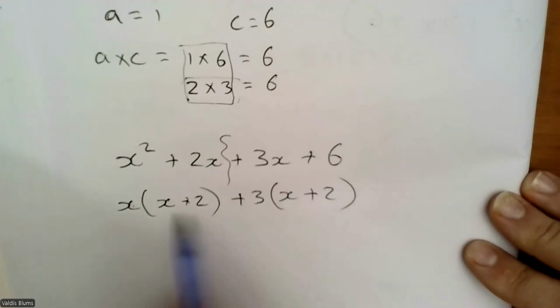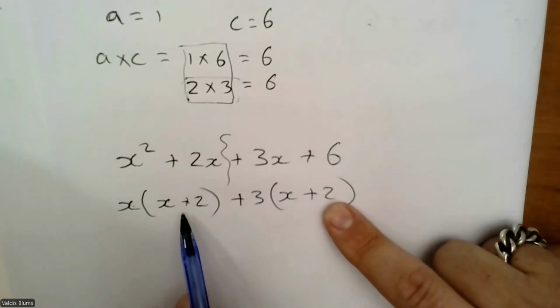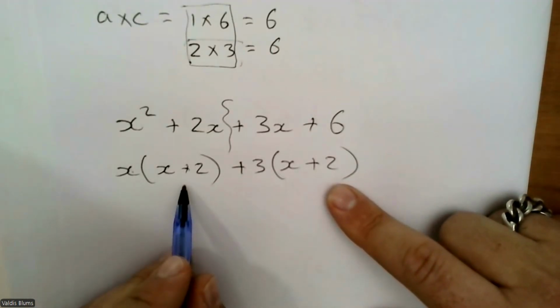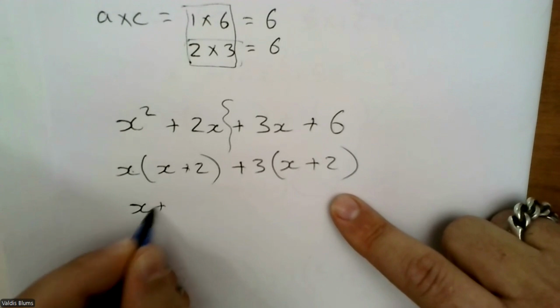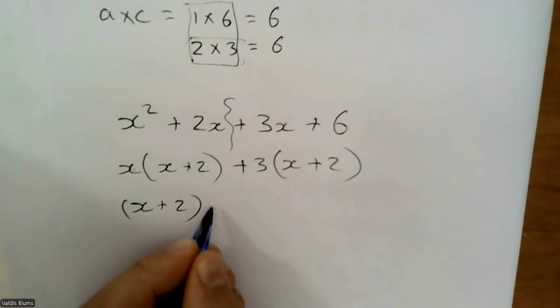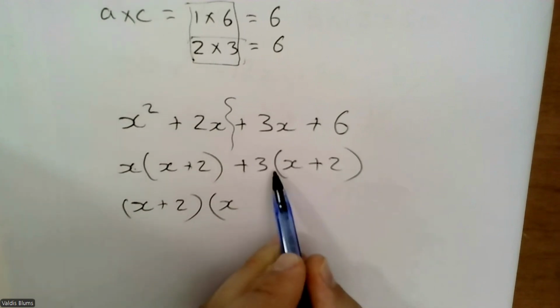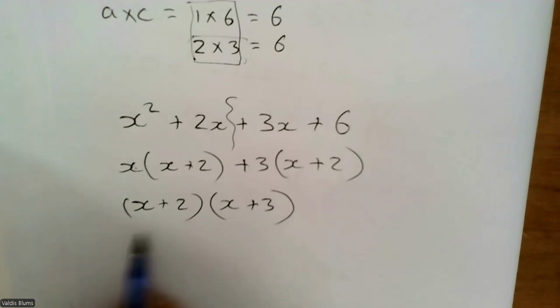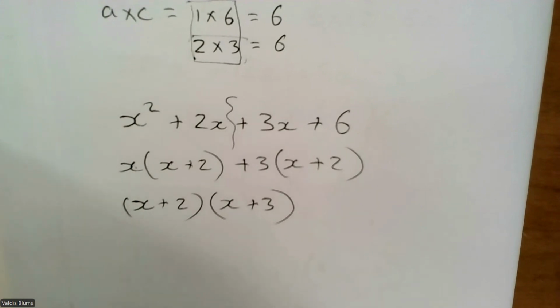Yep, so you've got x plus 2, and you have the same thing in the brackets in both cases. So you're pulling out x plus 2 next. So you have x plus 2. Out of this first term, you have an x left over. And out of the second term, you have a 3 left over. And that is your factorized form of that question.